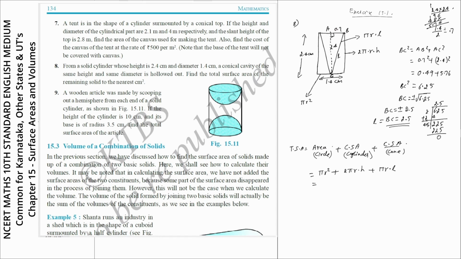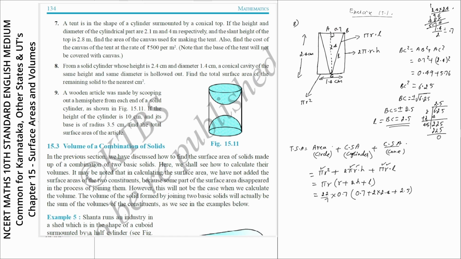Now what all things I can take common? I can take common pi, I can take r as common. So pi r will be taken common. In the first term only r will be left, in the second term 2 into h is left, and in the third term only L is left. So now substitute, pi is 22 by 7, r radius is 0.7, into r is 0.7 plus 2 into h is 2.4 plus L is the slant height I got as 2.5.